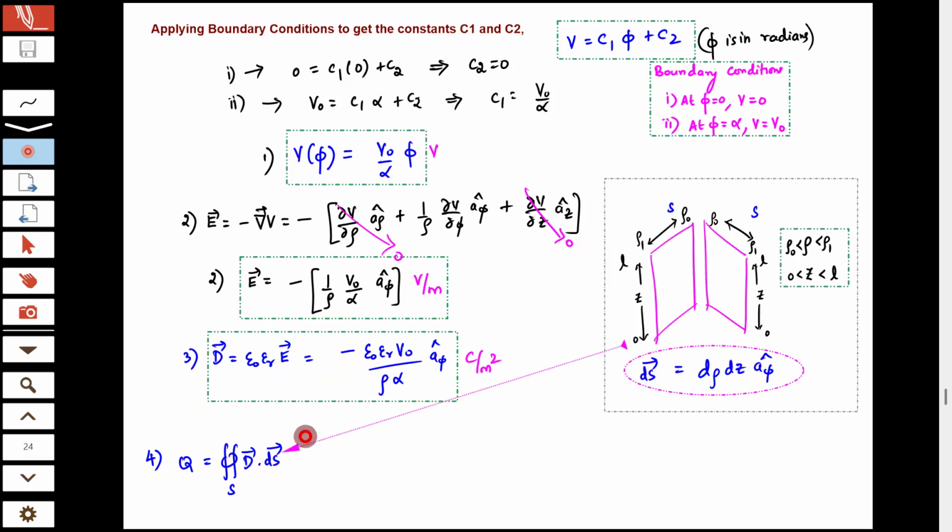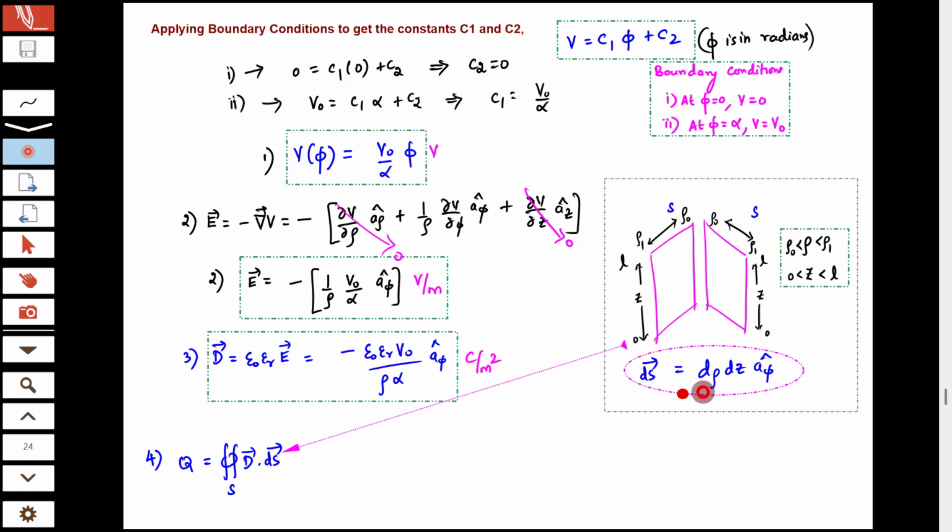We should consider the surface of this radial plane, where the surface of the radial plane has radius starting from rho naught to rho 1 and height starting from 0 to L. So we can take the limits for rho and z, and the integration is with respect to rho and z with the direction as phi direction.